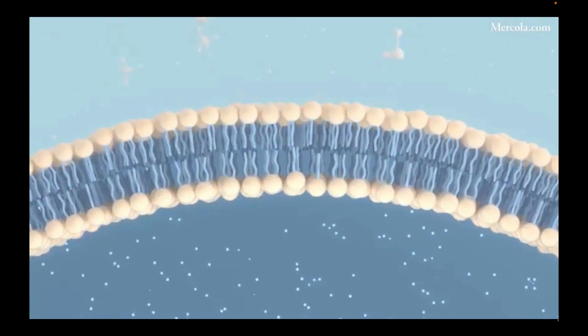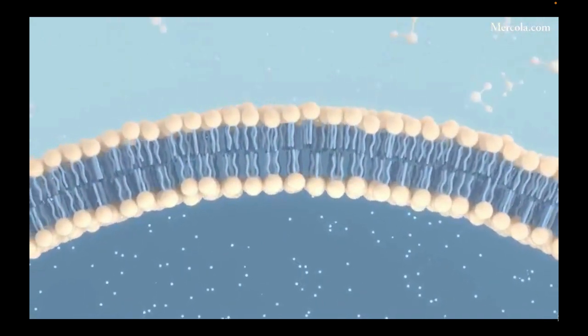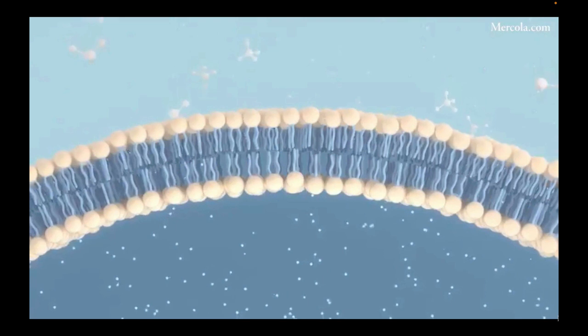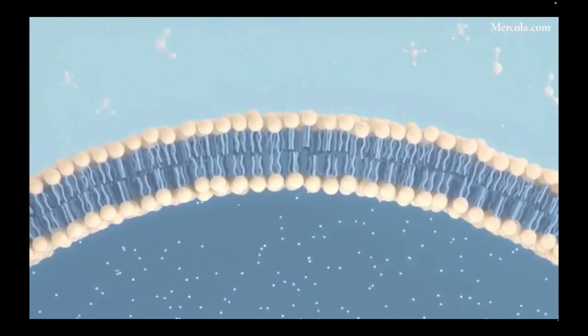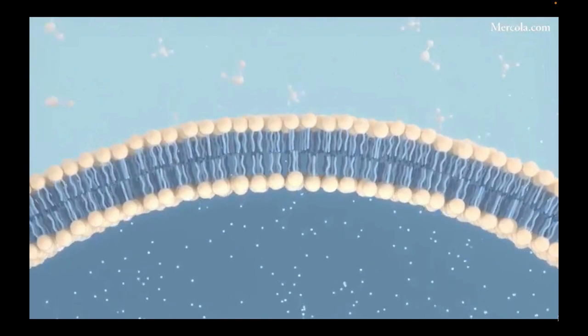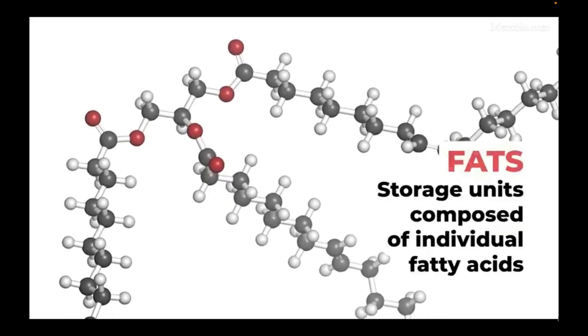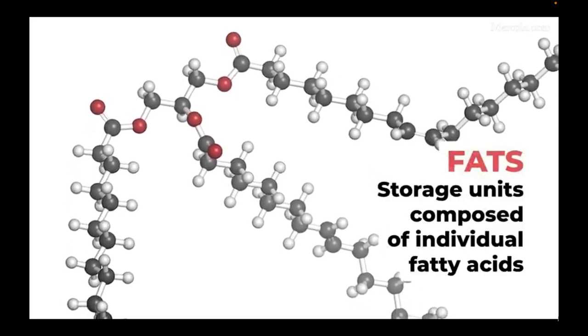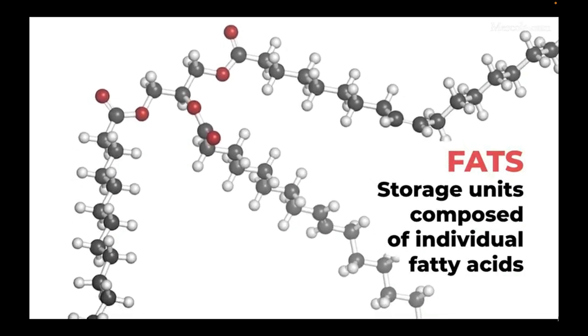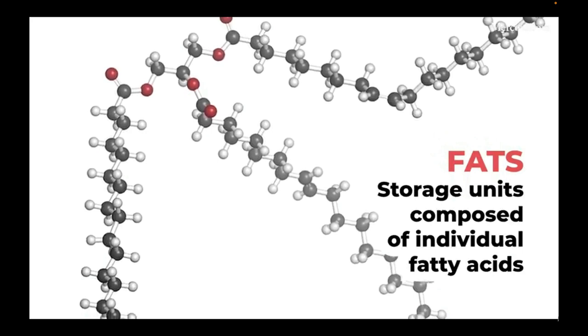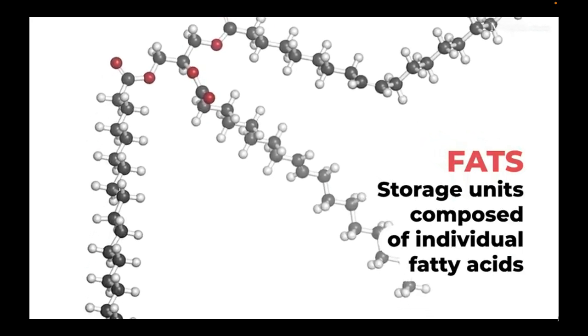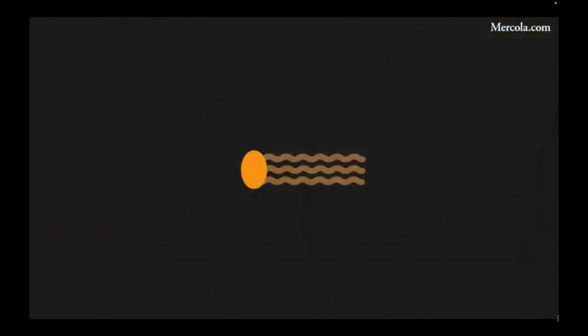Fats are important because they are the primary building blocks of the membranes in all of your cells. But just what are fats? Well, quite simply, they're storage units composed of individual fatty acids. Now, a fat typically has more than one fatty acid and is distinguished by the specific combination of fatty acids making it up. Most fat molecules are composed of a glycerol head and 3 fatty acid tails.